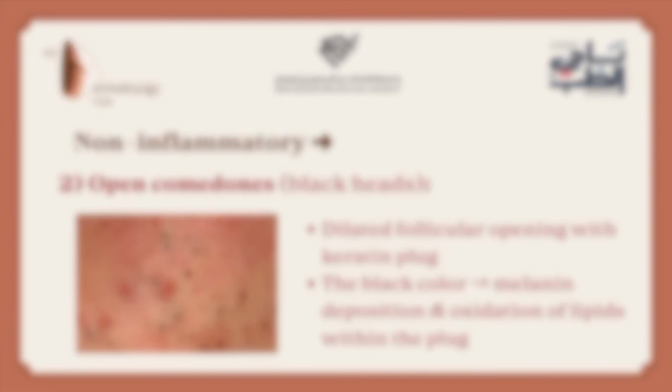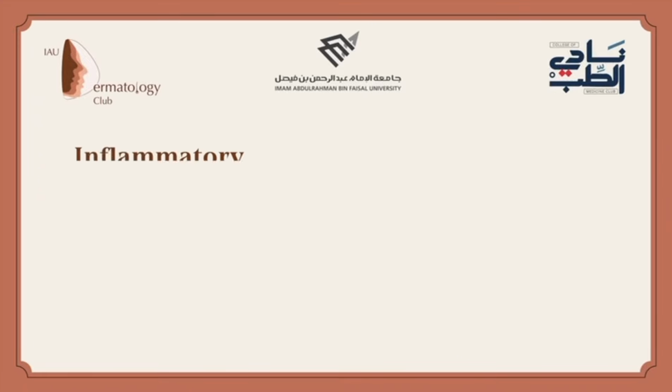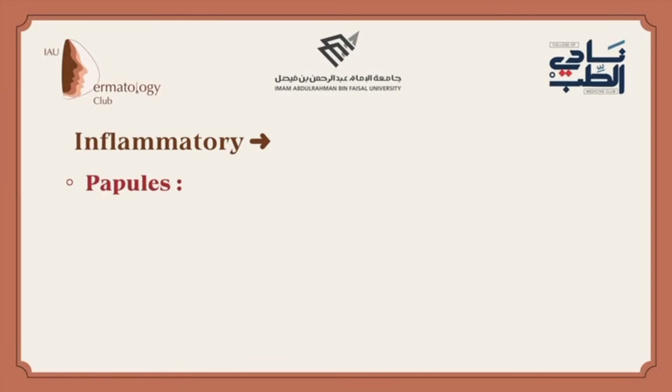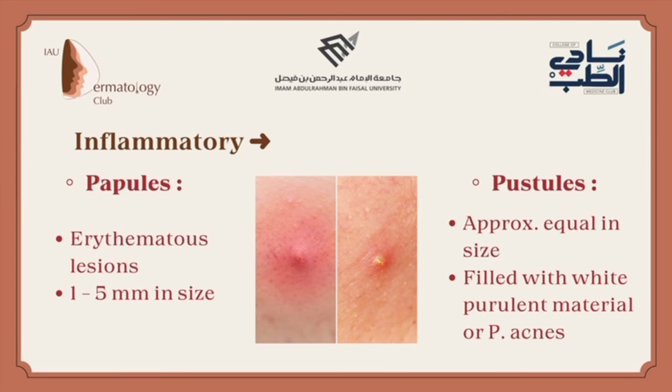Now, if one of these comedones undergoes rupture, or if the bacteria Propionibacterium acnes enters the follicles, an immune response can occur, turning them into the inflammatory type. Inflammatory acne can have many different presentations. First, there are papules, which are small erythematous lesions about 1 to 5 millimeters in size. These papules can then turn into pustules. Pustules are of similar size, but they're filled with pus containing Propionibacterium acnes and other normal skin flora.